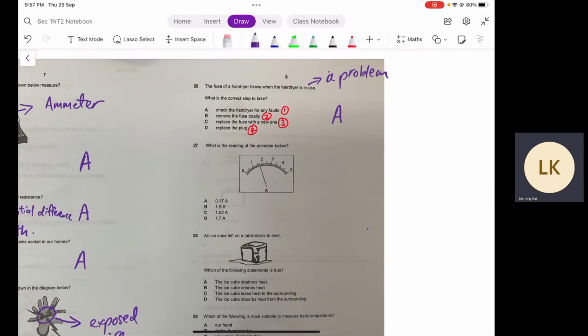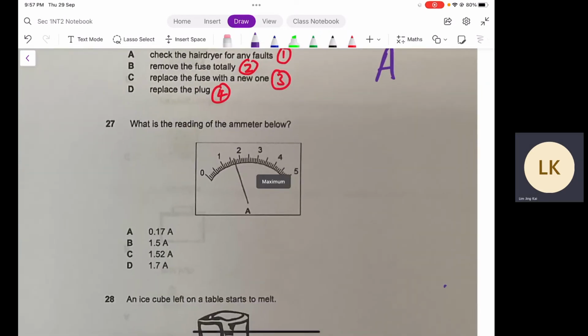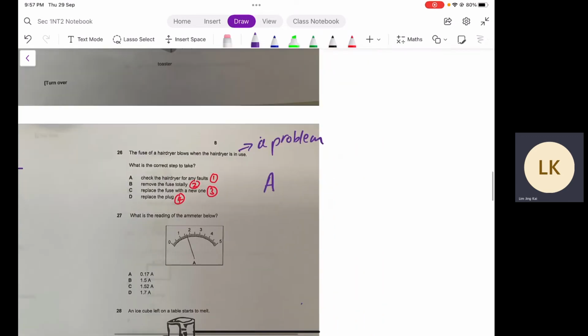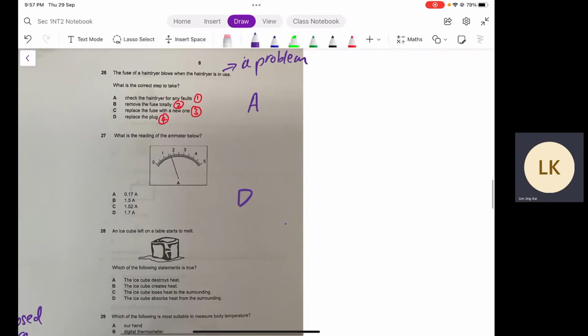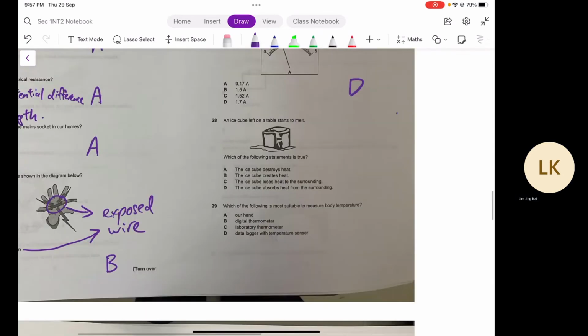Next question, what is the reading of the ammeter shown? If you look very carefully, it's actually at 1.7. So the answer is 1.7.